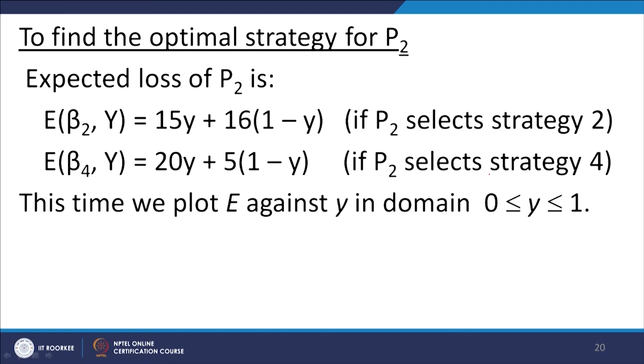So, to find the optimum strategies of P2, the expected loss of P2 is given by expected value of beta 2 comma y, which is equal to 15y plus 16 times 1 minus y. This happens if the player P2 selects the strategy 2. And also the expected value of beta 4 comma y is equal to 20y plus 5 times 1 minus y, and this happens if the player P2 selects the strategy 4. Now, this time we will plot the expected value against y in the domain 0 is less than or equal to y is less than or equal to 1. See, we are doing this to find out the optimum strategies of the player P2, because till now we have found out only the optimum strategies of P1.